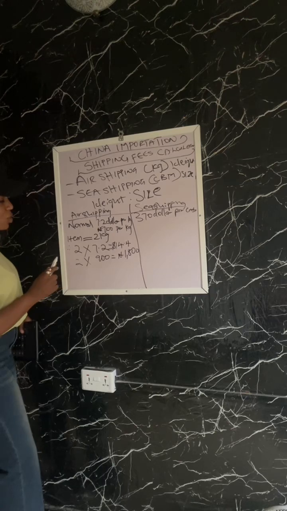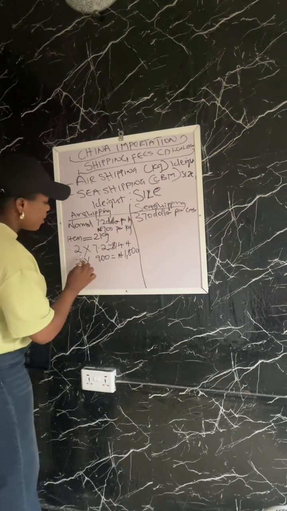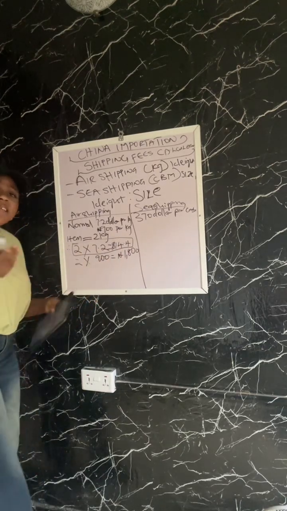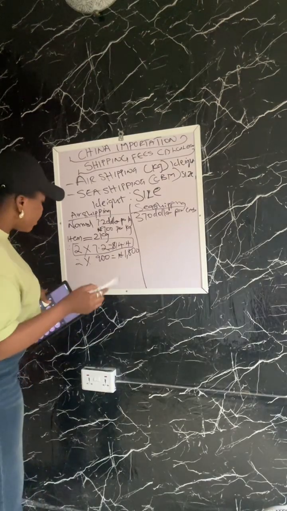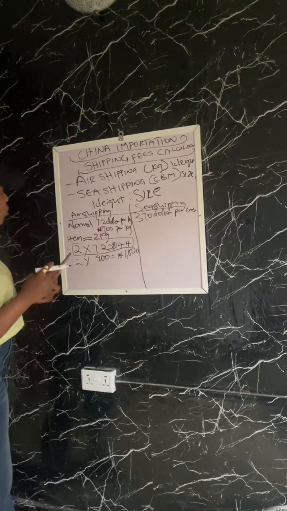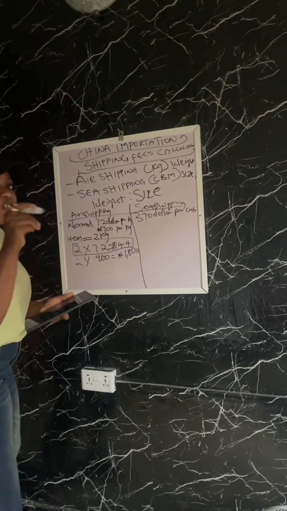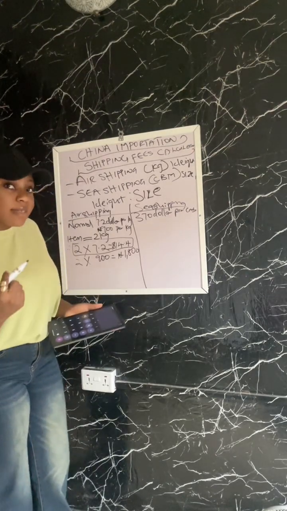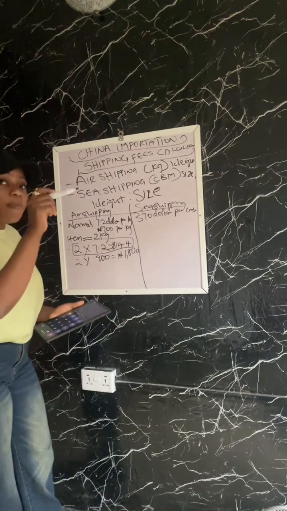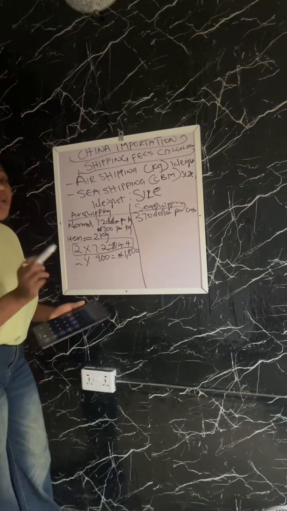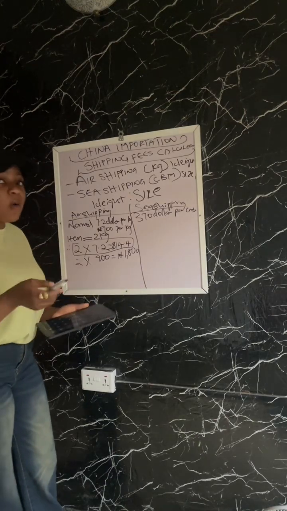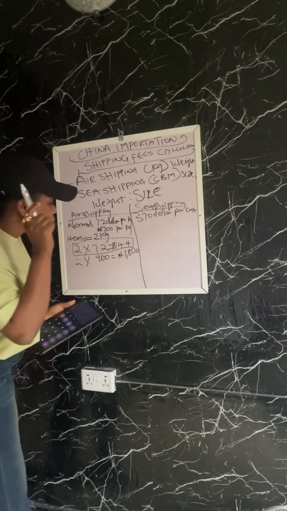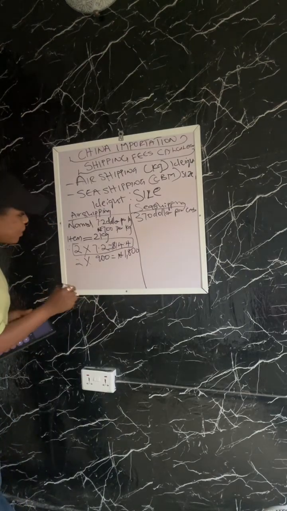Next is to convert this dollar amount to naira, because it's in naira that you are making payments. To convert, you need to know the dollar rate. So you ask your shipping company for the dollar rate. Please do not go to Google to check for dollar rates. Ask the shipping company you are shipping with, or check their website. Always ask.